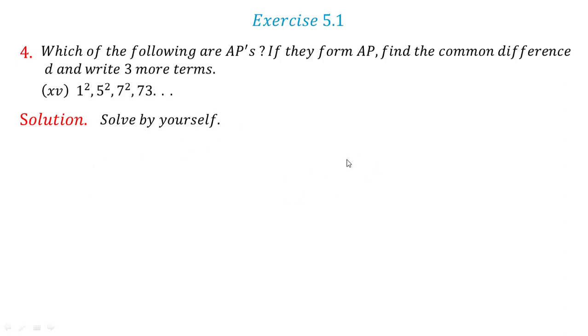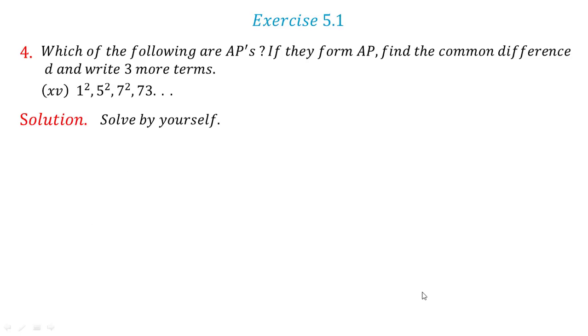This problem, 1 squared, 5 squared, 7 squared, 73. So here also if you check the common difference, you will not get the same. Which of the following is an AP? Okay, the same question. So this is your first exercise.